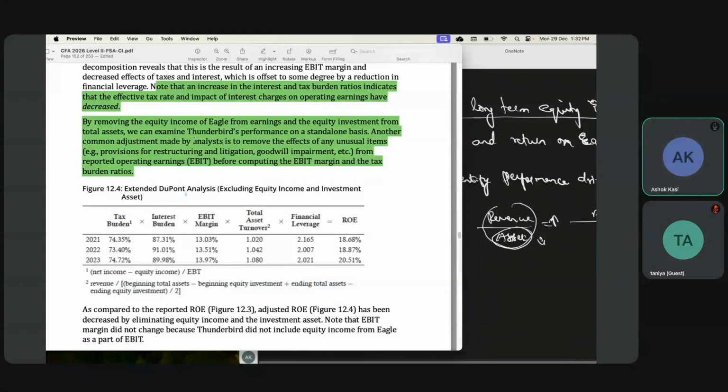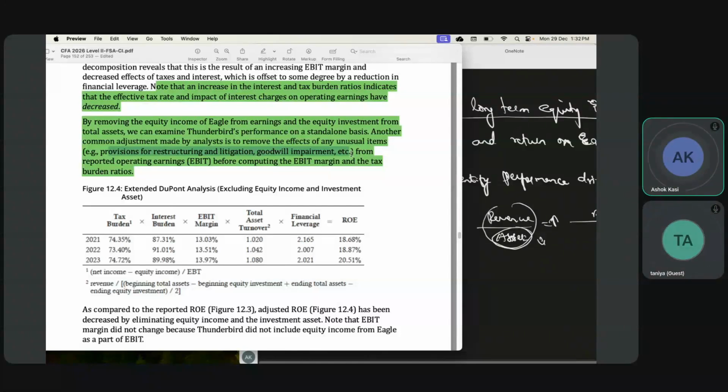Another common adjustment made by analysts is to remove the effects of any unusual items. Example, see this one: provision for restructuring, litigation, goodwill impairment. These are not going to be repeated again and again. So as an analyst, you want to focus only on those transactions which are going to recur. That will give you more certainty about the income.